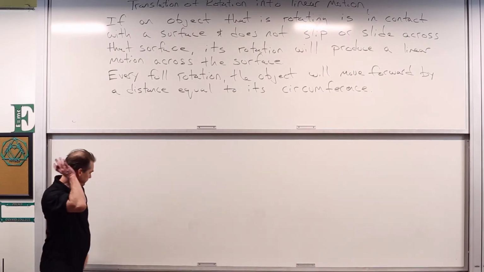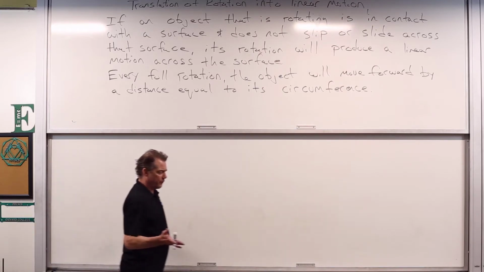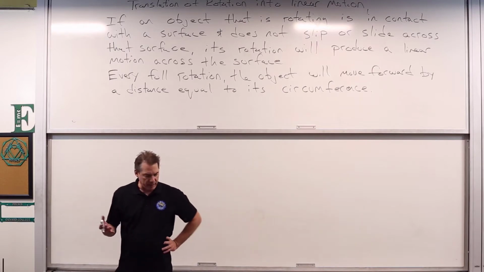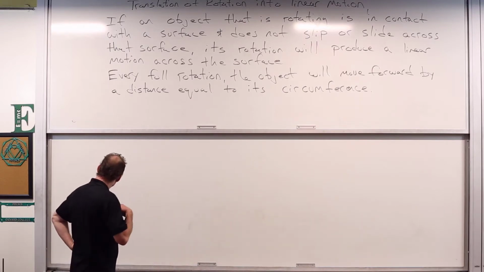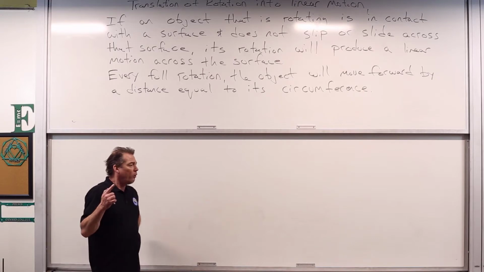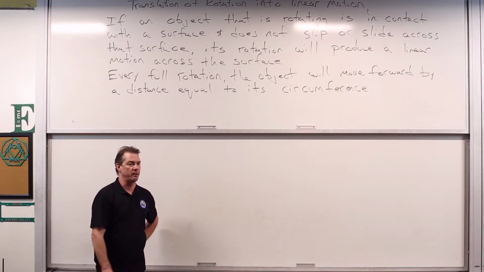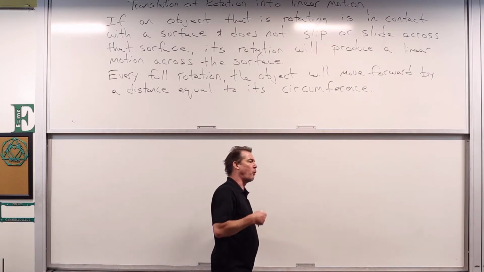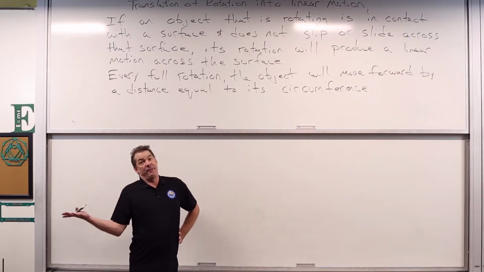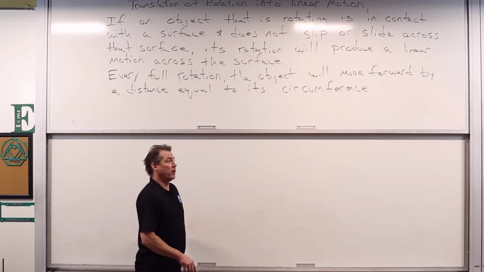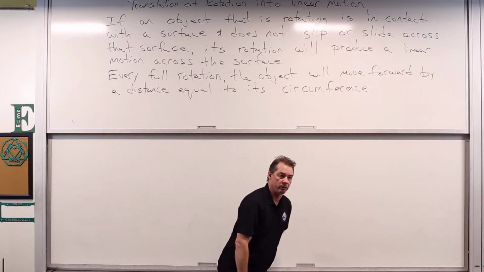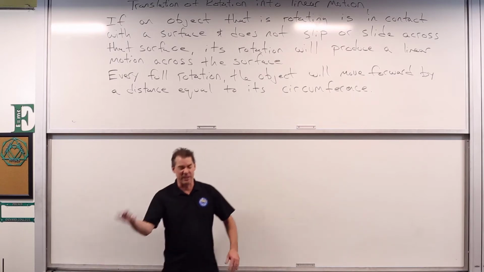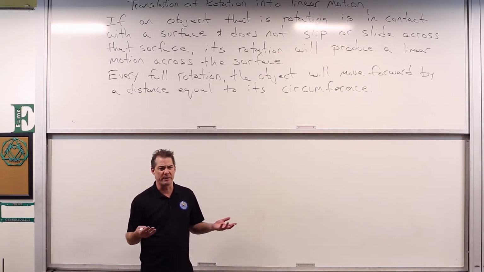So, here's a question for you. What happens if a circular object only rotates through half of a rotation? How much does it move forward? That's right, half of its circumference. What if it only rotates through a quarter of a rotation? It moves through a quarter of its circumference, an eighth of its rotation, an eighth of its circumference. It's 1-to-1 in terms of that, right?